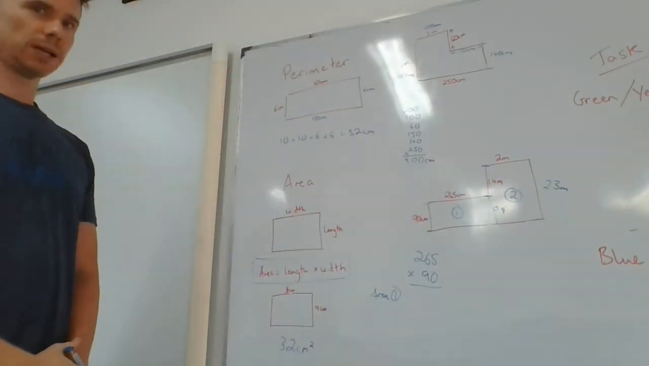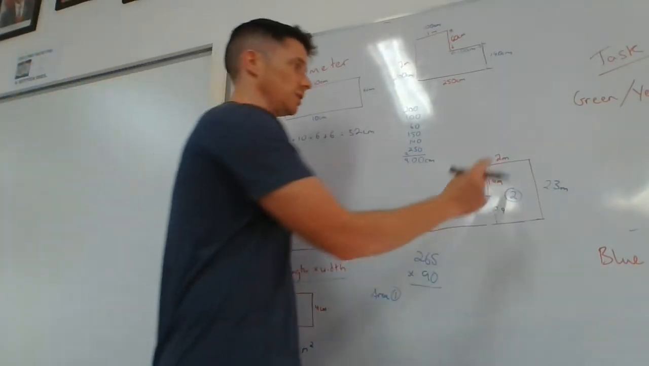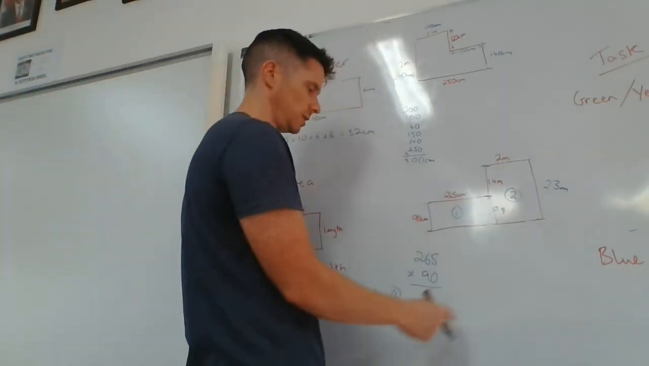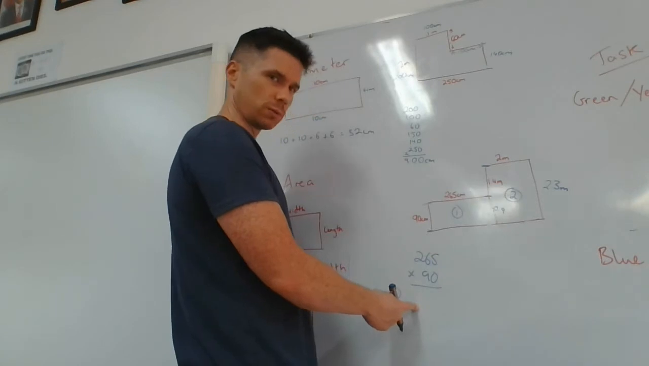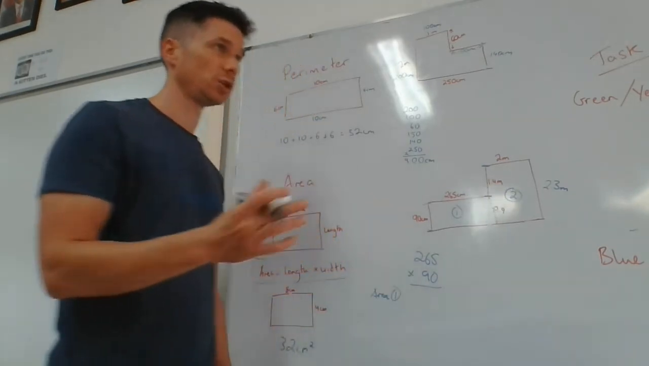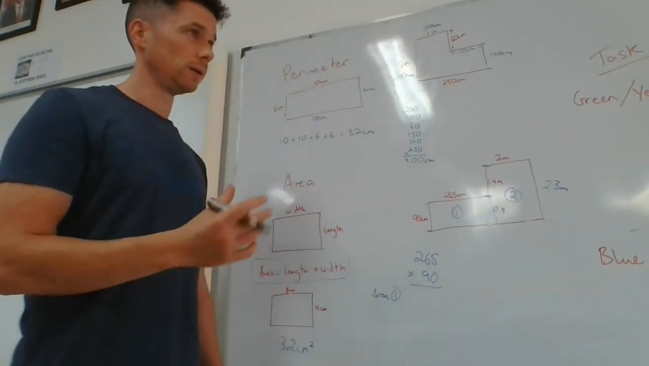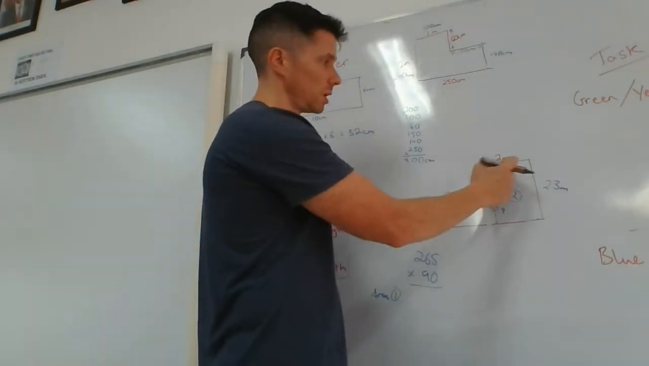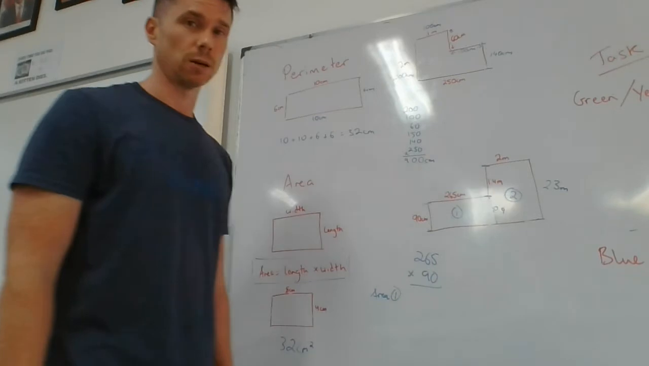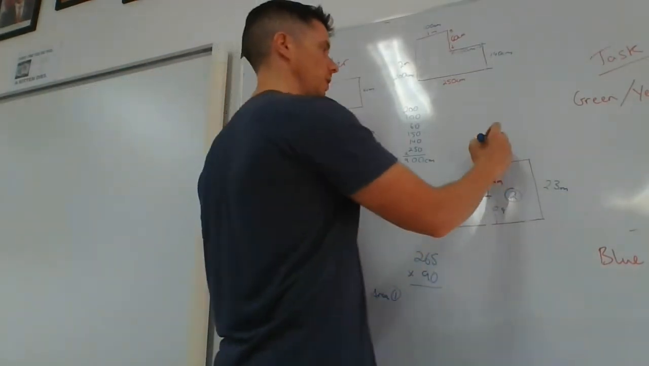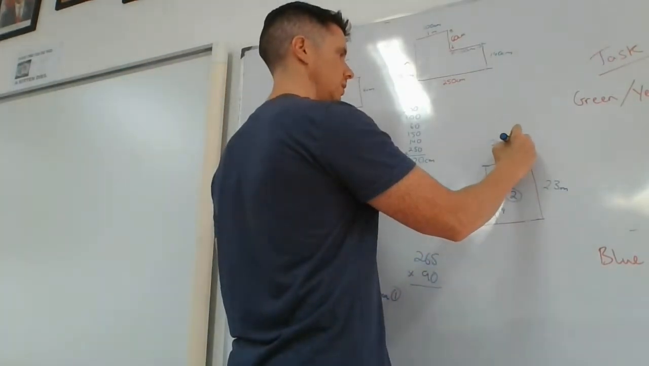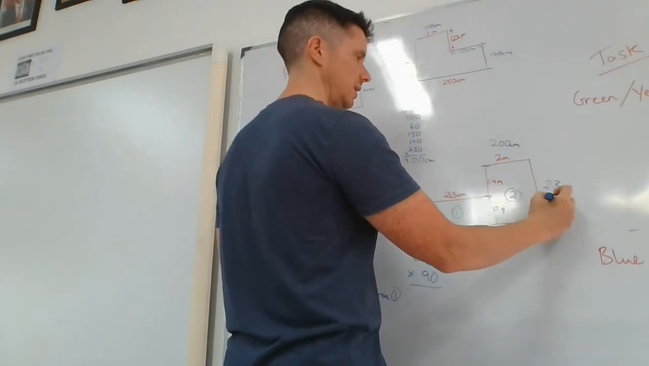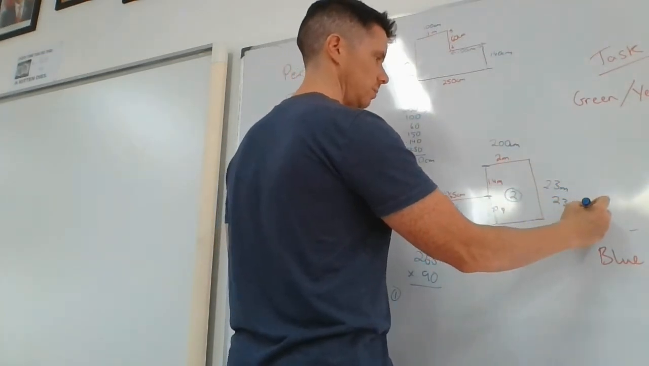Now, when I multiply these two, these are in meters. It's going to give me meters squared. This is going to give me centimeters squared. So I need to change one of my units here. And because I've started this with centimeters squared, I'm going to make this centimeters as well to make it easier. So multiplying them both by 100, that's 200 centimeters, and that's 230 centimeters.